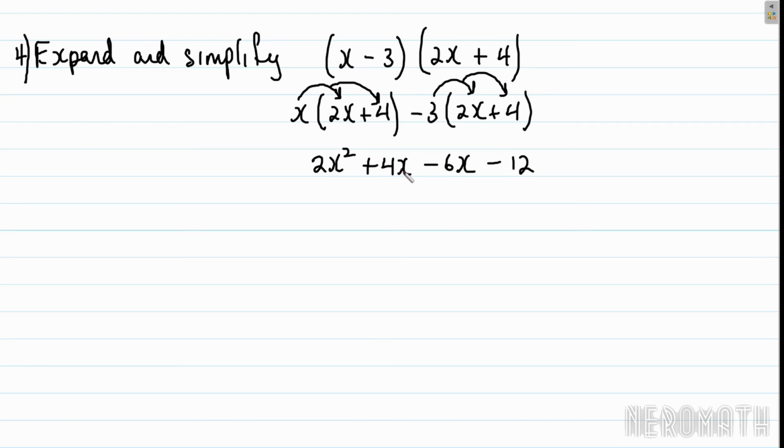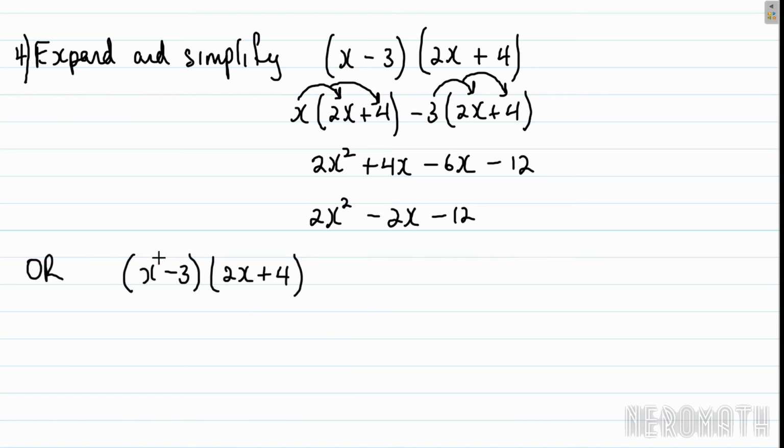So I can clearly see that the 4x and the negative 6x are my like terms. So these are the only two terms that I'll be able to simplify. So I'll write back the 2x², and 4x take away 6x is negative 2x, and write back the negative 12, and that's your answer.